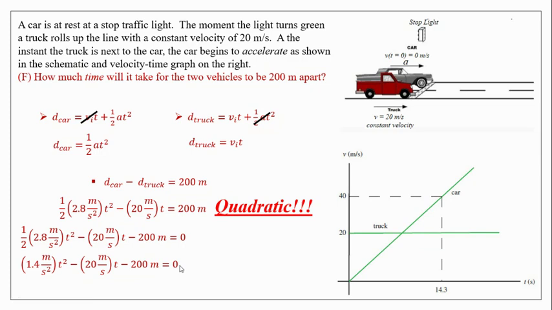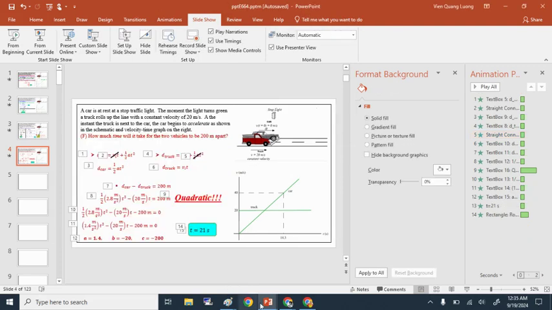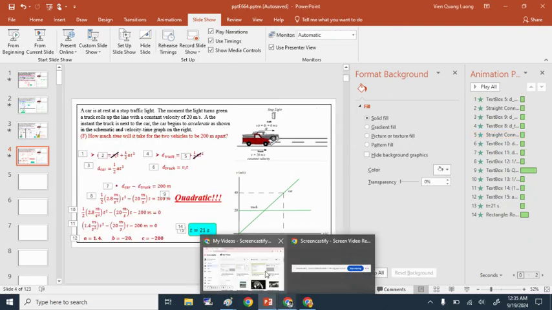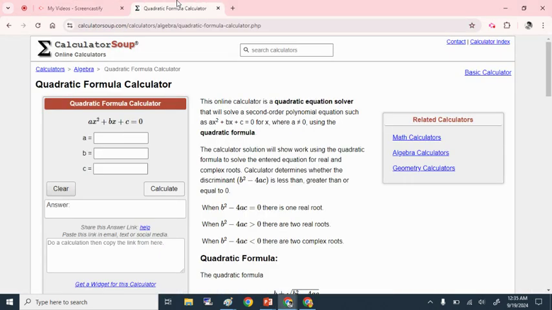To solve for t, I'm going to go ahead and cheat here and use a quadratic calculator. Hopefully you have this on your calculator. If not, you're going to waste a lot of time during an assessment. So here a is negative 1.4, and then b is negative 20, and then c here is negative 200. These are my coefficients based on the function.